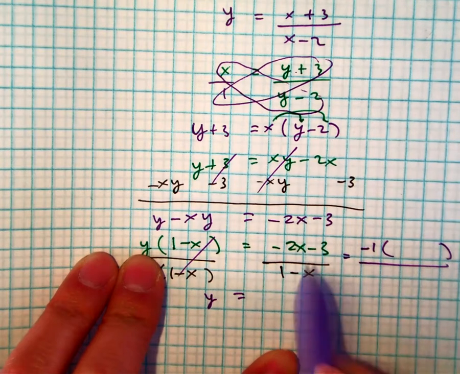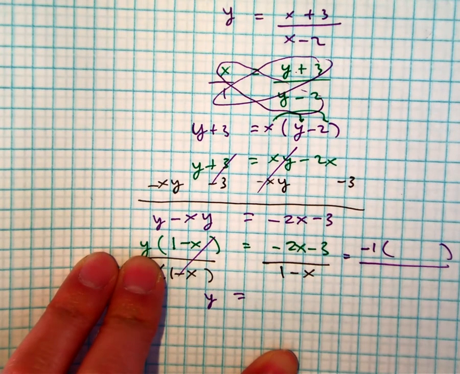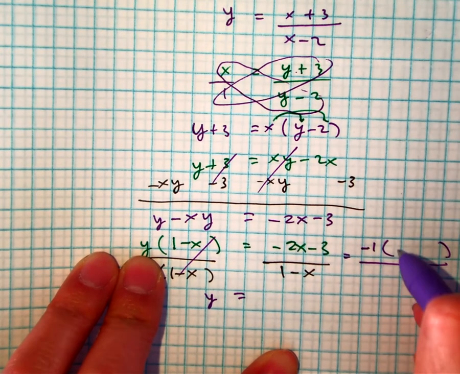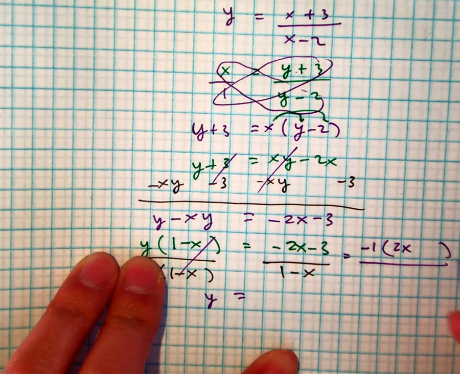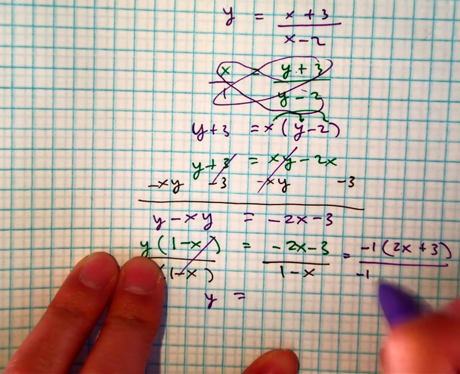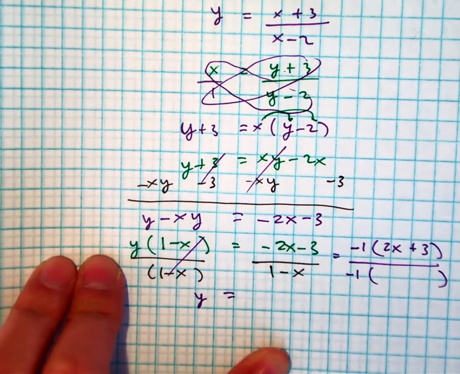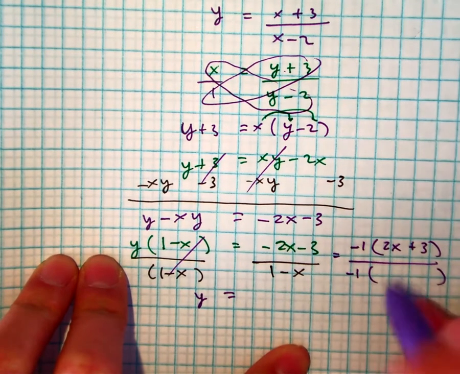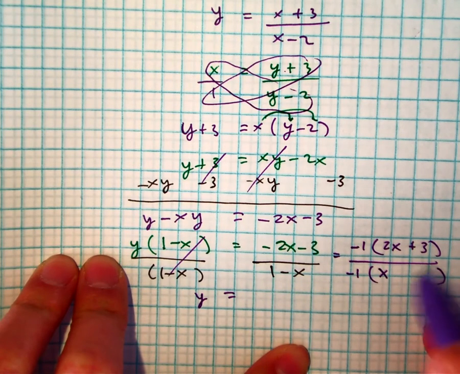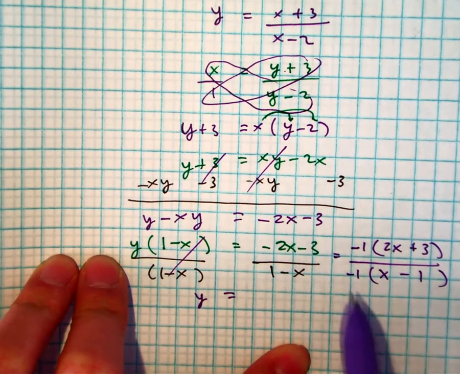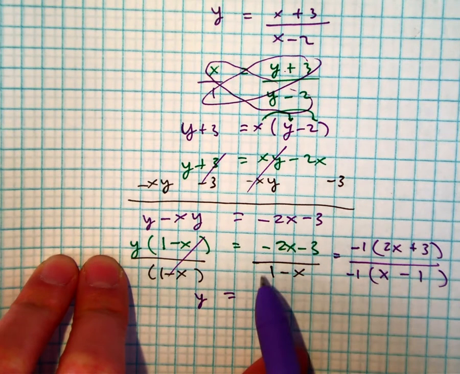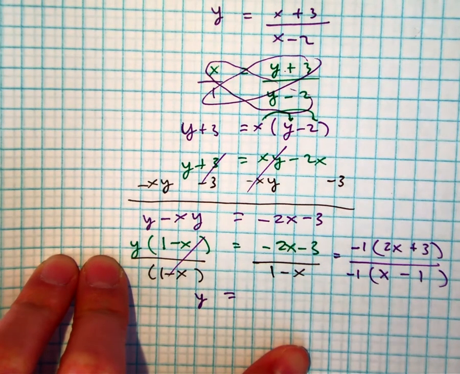Class, if I factor out a negative 1, what's left? 2x plus 3. Okay. If I factor out a negative 1 from the denominator, what is the x? Positive or negative? How about the 1? Do you see how it's the same if you distribute? Negative x, positive 1. And again, the reason why I did that, we can cancel the negative ones, so it looks really clean.